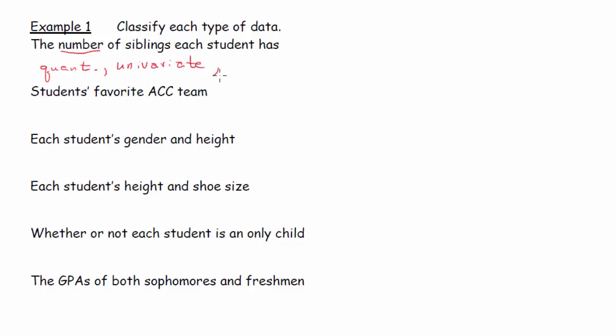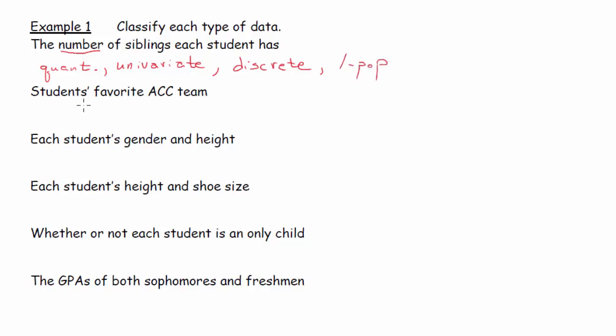Now I can go further. Is this discrete or continuous? For the number of siblings, there are going to be gaps. I could have one sibling or two siblings or three siblings. It would not make sense to have 3.58 siblings. So this is going to be discrete. And lastly, one population or two populations? Each student, we're clumping all our students together here, so I'm going to go with one population.